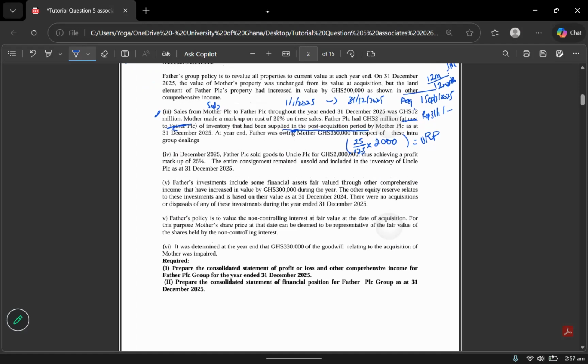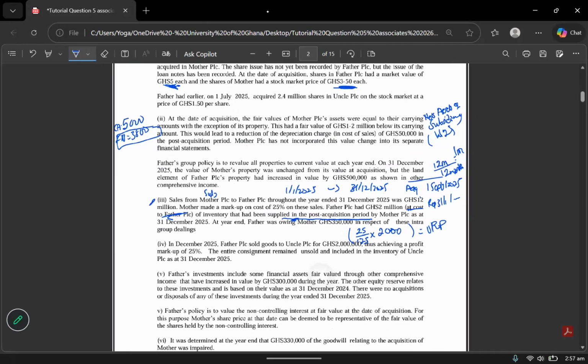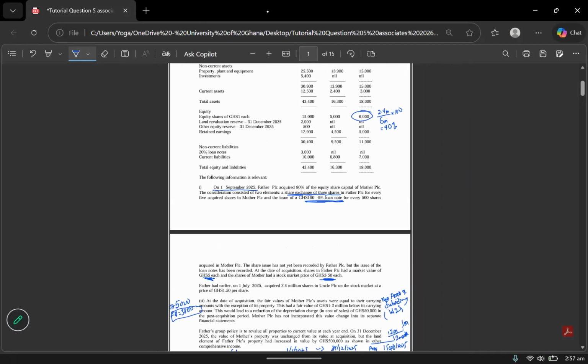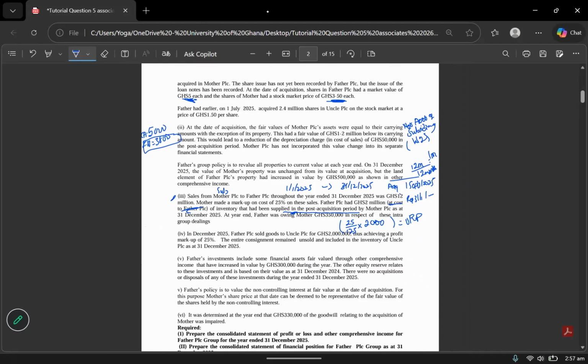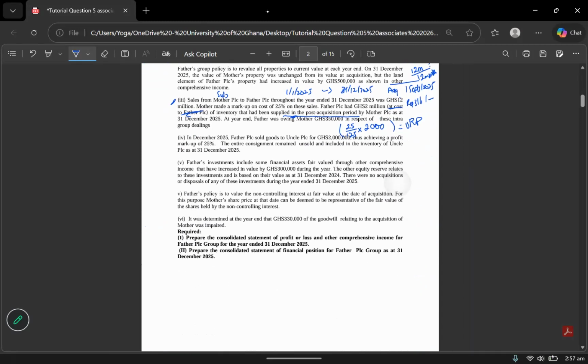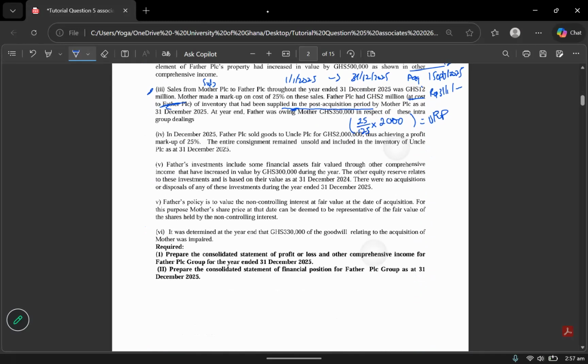And then, in December 2025, Father PLC sold goods to Uncle PLC for 2 million, achieving a profit markup of 25%. So Father PLC, which is the parent in this case, sold goods to Uncle PLC. And we know that Uncle is the associate, from here, realize that the portion of investments in Uncle PLC is 40%, and it's between 20 and 50. So Uncle is an associate. Now you are saying that Father sold goods to the associate for 2 million, achieving a profit markup.